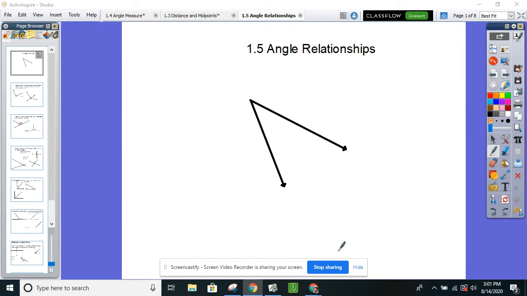Welcome back to some more geometry. Today we're talking about angle relationships. Let's look at what we've got going on today.